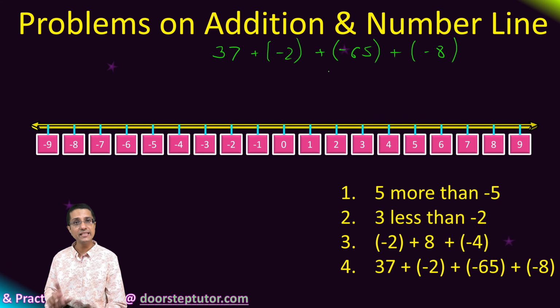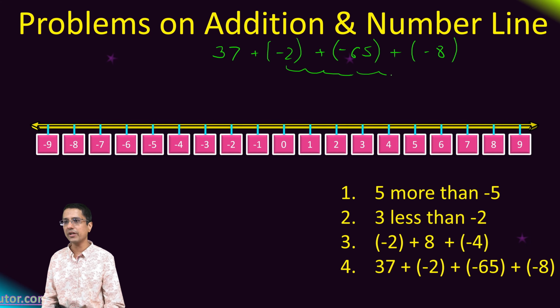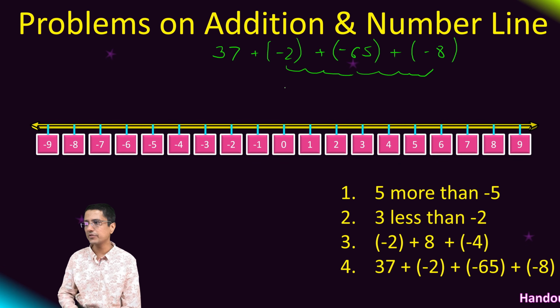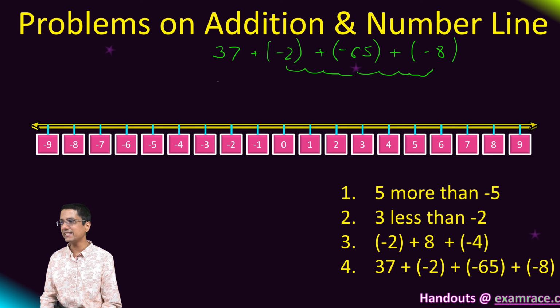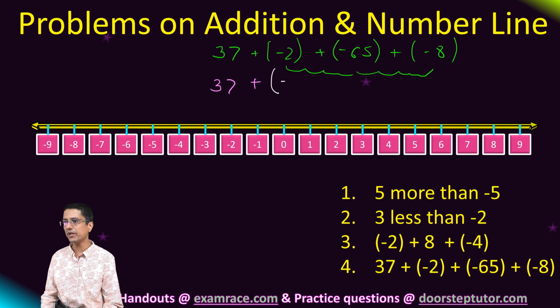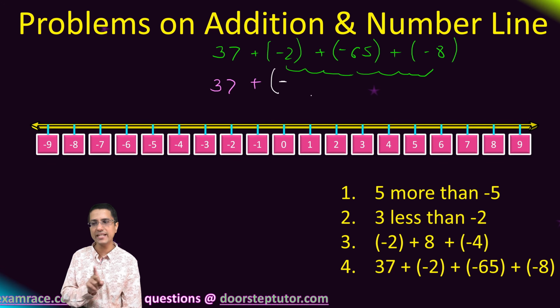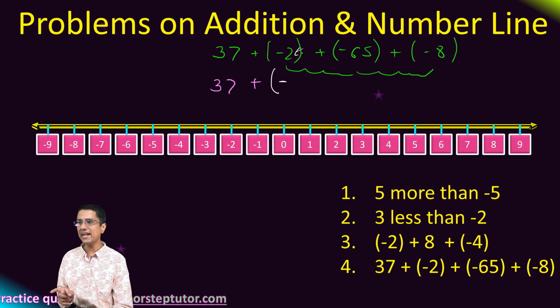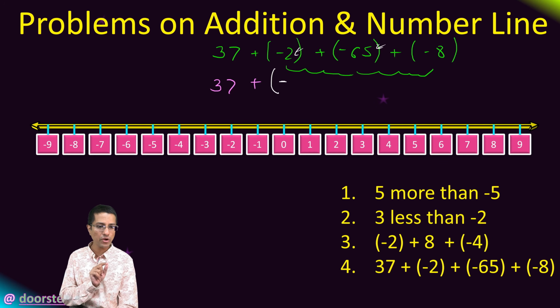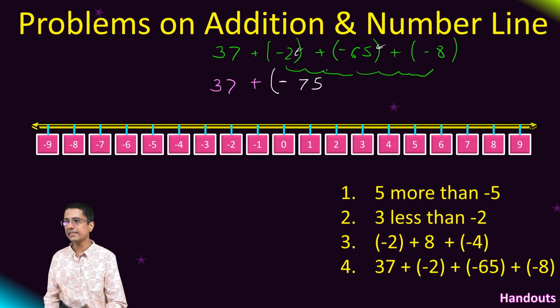Okay, and in this we will use our technique of combining all the negative numbers together. So these three are the negative terms. So I'll write 37 as is, and I'll combine all of these negative terms and I'll add them together. So of course the sign would remain negative because all of these terms are negative, and I'll add them together to get the magnitude of my answer. So if you add them together, the answer comes out to be 75.